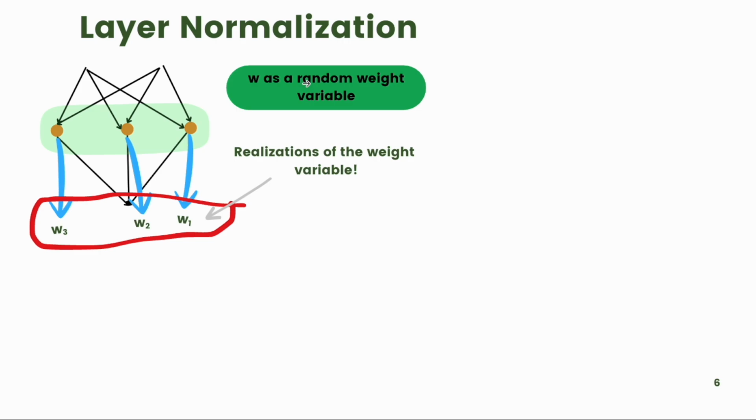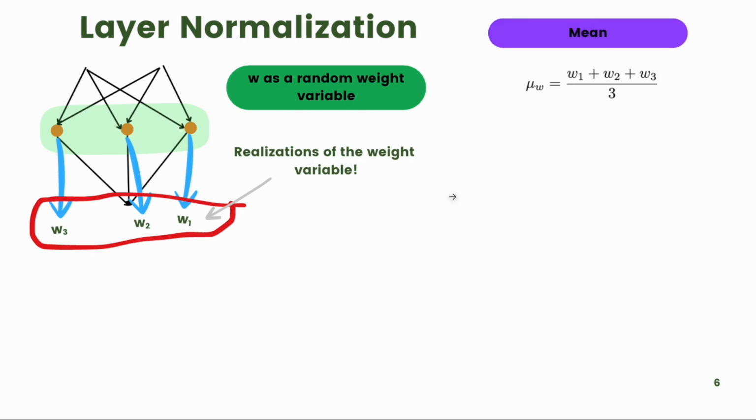In this case, W is a random variable that denotes the weights of our entire layer, and the weights of each particular neuron. So W3 is the weight of the third neuron, W2 is the weight of the second one, W1 is the weight of the first neuron. These are realizations of the random variable W. So there's a difference in interpretation here. As soon as you view these values as realizations of a random variable W, normalization is just straightforward.